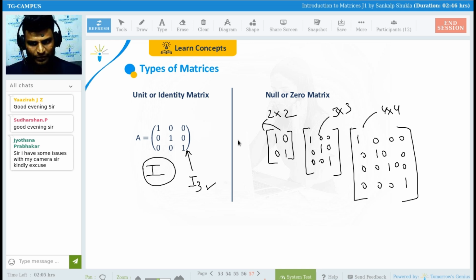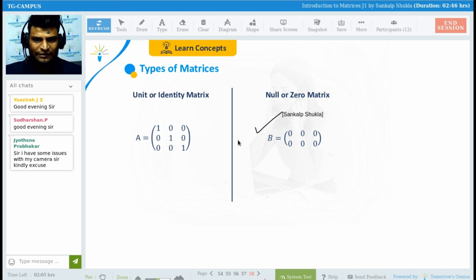Yes or no? Yes. Null or zero matrix is something in which each and every element is zero.